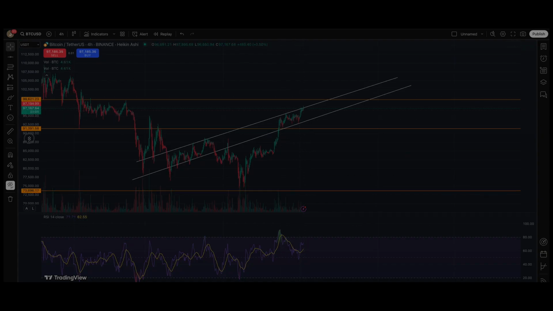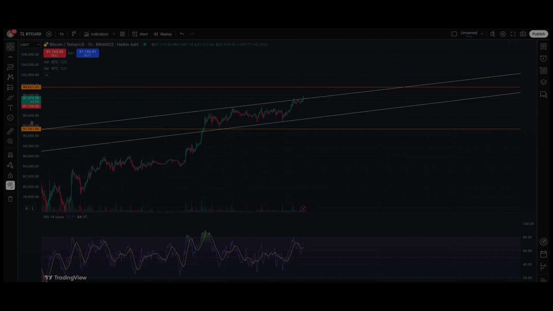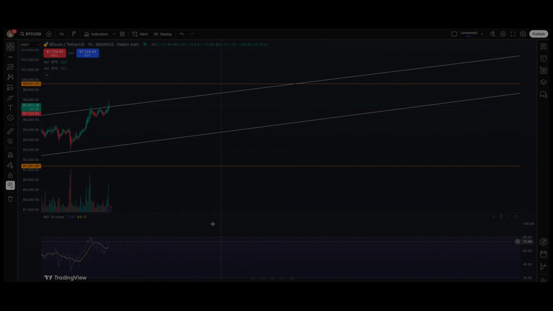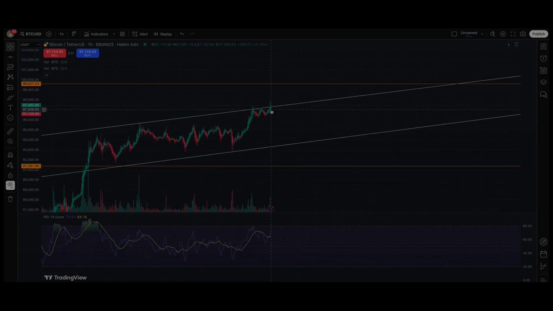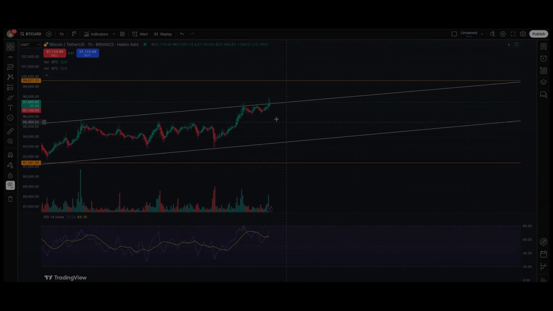So realistically, on the shorter time frames, if we just go in and look at the 1 hour or something like this. Right, so looking at the 1 hour closely, we have a long wick that's broken above the line. We haven't got a candle close outside of it.